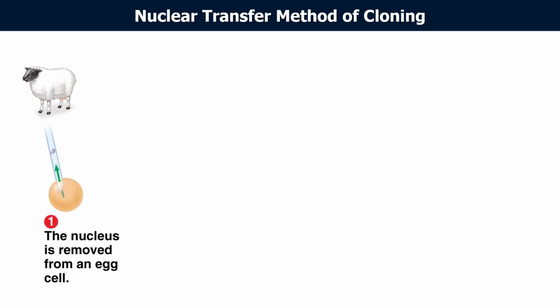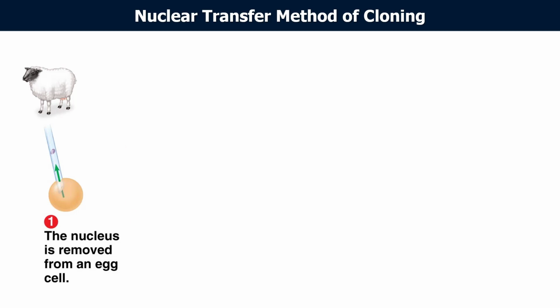So here's what they did. They took a sheep, a black-faced sheep, as you can see there, and they took an egg out of its ovaries, and then they removed the nucleus from the egg. The term for that is enucleated, the letter E, enucleated, meaning they removed the nucleus. So they've essentially got an egg cell lacking any genetic instructions.